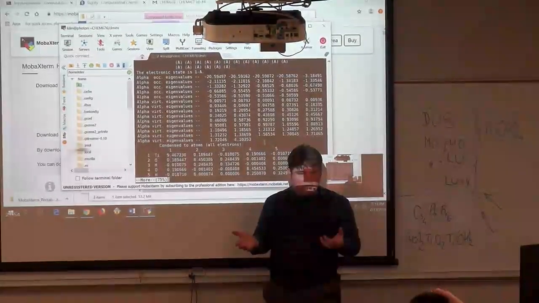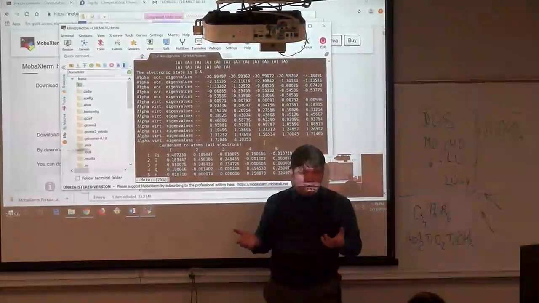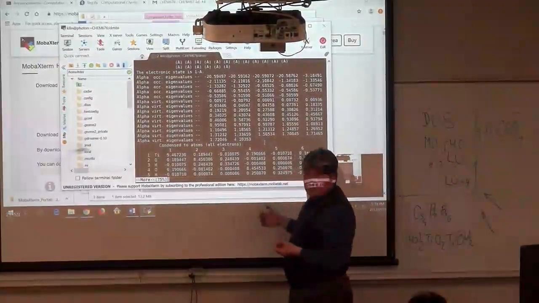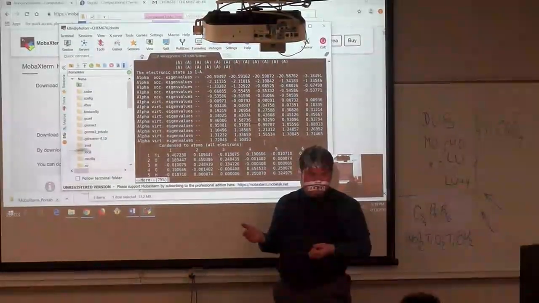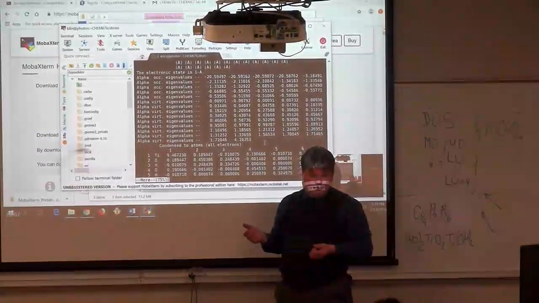Yes? How do we get the band gap energy from that? Same as last time? Just subtracting. Yes, subtracting and converting from atomic units to electron volts. Which subtract what from what? The highest from the lowest, highest from lowest.